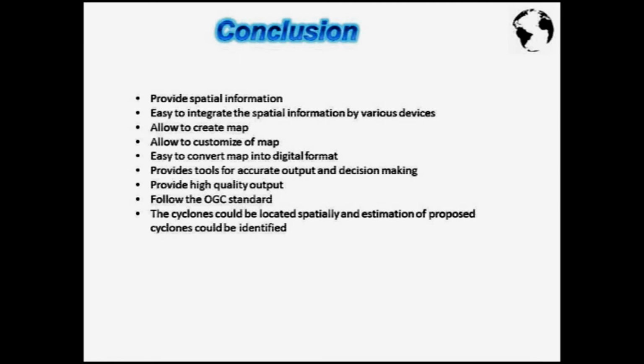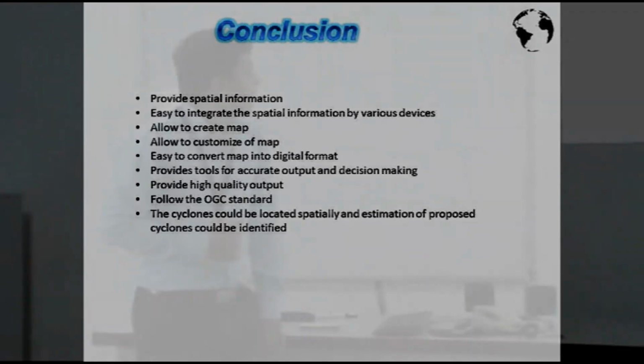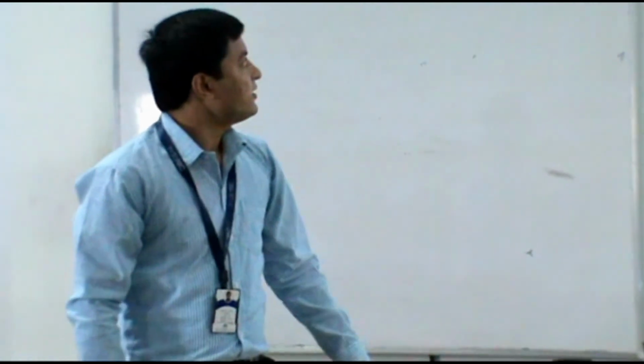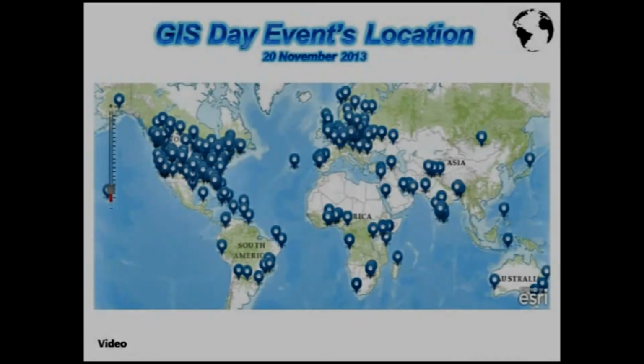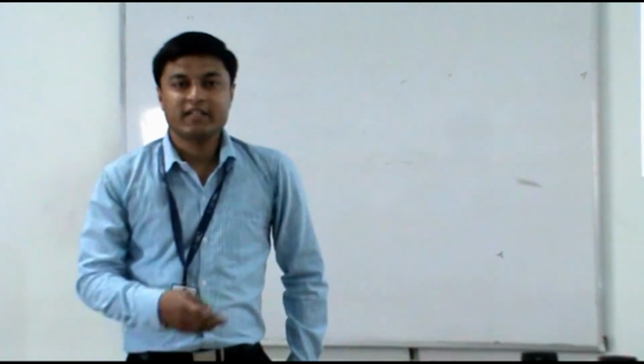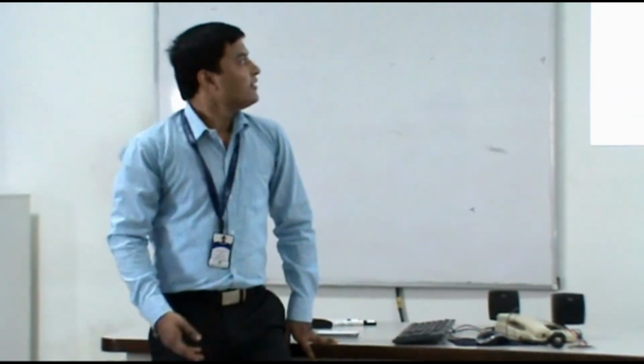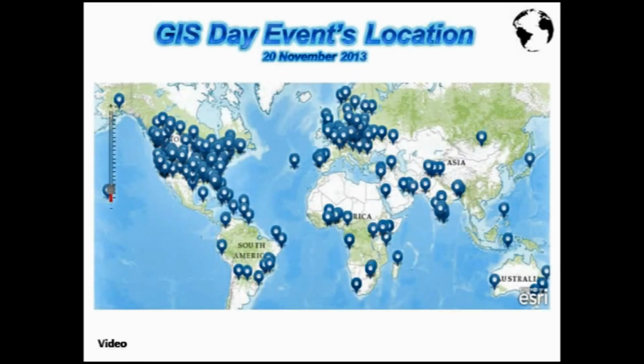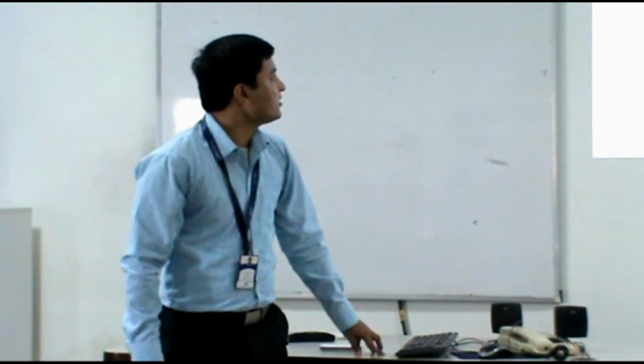High quality output is according to the OGC standard. So this type of information is obtained by GIS. And there is a 20 November 2030. Every year GIS Day is celebrated on our planet. These are the locations where this event will be held on the 20th November 2030.